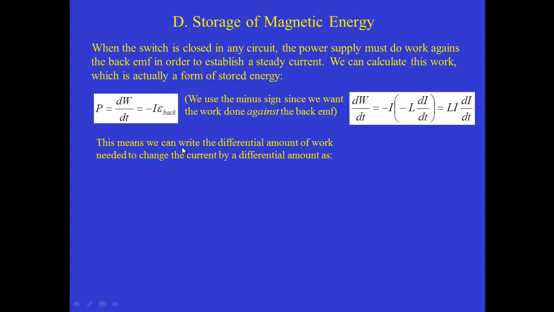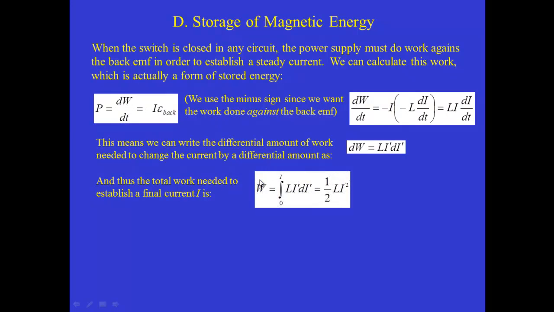All right, so the differential amount of work needed to change the current by a differential amount we can write by simply solving for dW in this equation. And what we get is dW is L I dI. The primes I put in here because in the next step I'm going to do an integral where I will calculate the total amount of work done when the current goes from an initial value of 0 to a final steady state value of I.